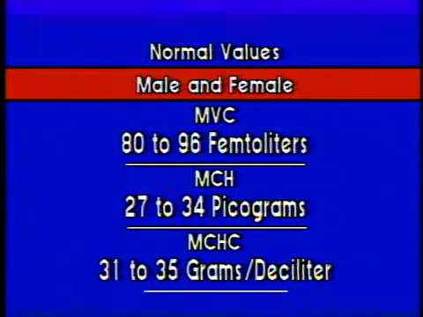For men and women, the range of normal values for MCV is 80 to 96 femtoliters. For MCH, it is 27 to 34 picograms. And for MCHC, it is 31 to 35 grams per deciliter. Note that the values of these indices are the same for males and females.